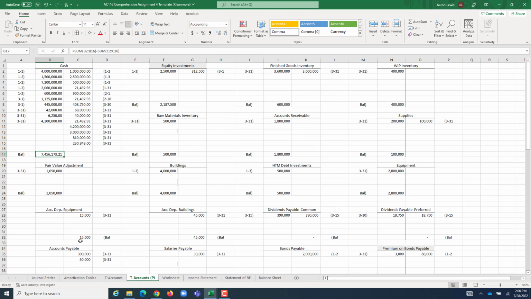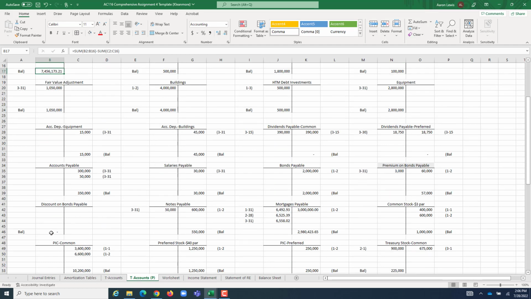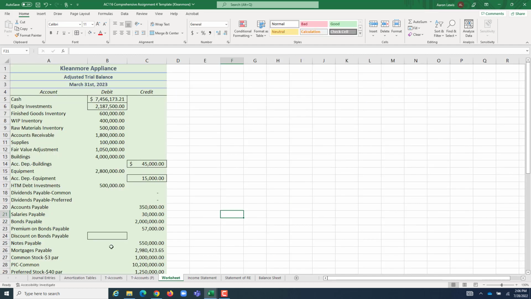If we go to our T's, they don't have a discount. That's fine. You don't have to have every number filled in. There are going to be dummy numbers on here. For us, this one is our discount.